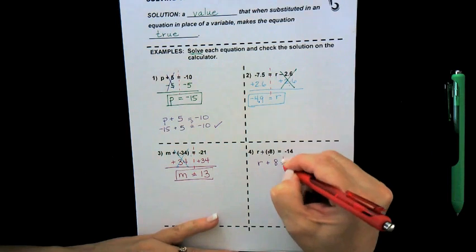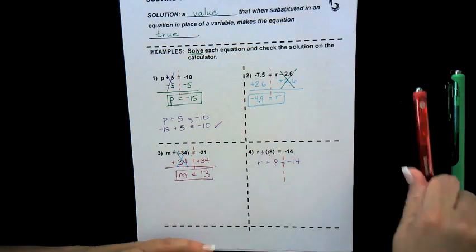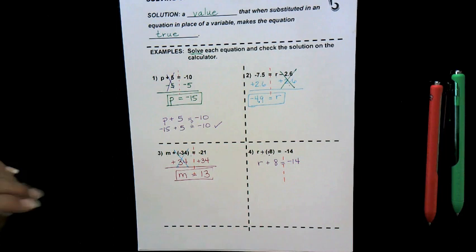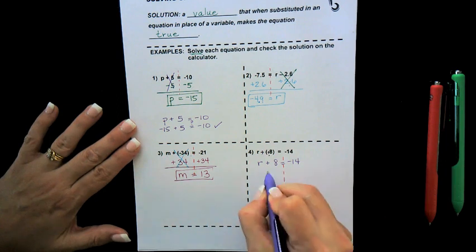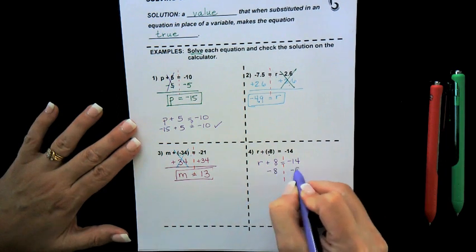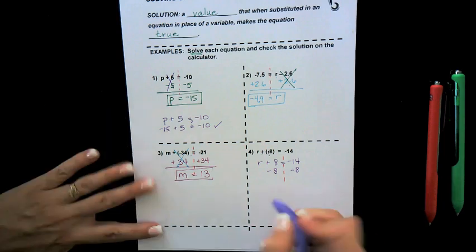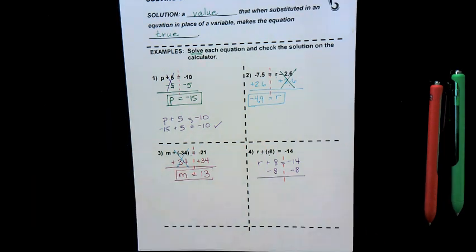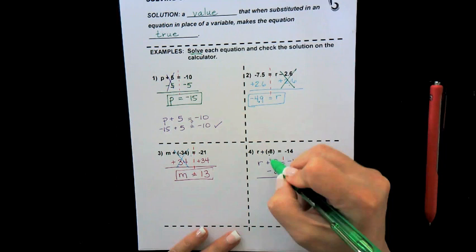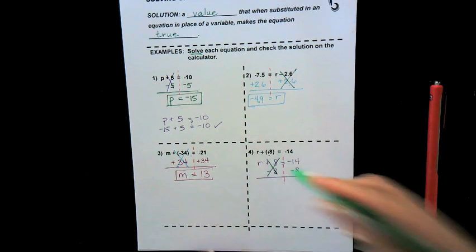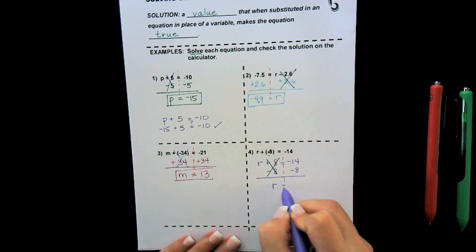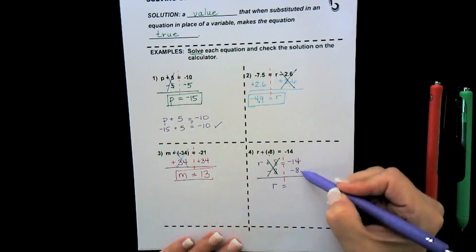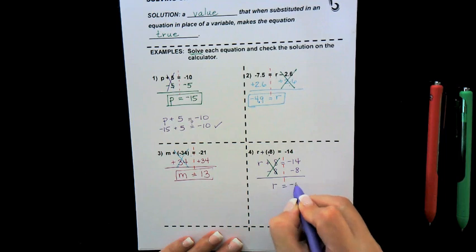So I'm going to put our imaginary line here. And then I'm going to look at my variable, ask myself what's happening to the r. It's being added by 8. So I'm going to do the opposite, which is to subtract 8 from both sides of that imaginary line. And then I'm going to mark out my plus 8 minus 8. That was the whole reason we did that. And we did that so that we could get r by itself equals, and then negative 14 plus negative 8 gives me negative 22.